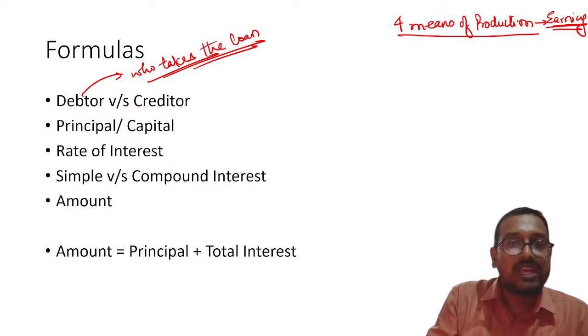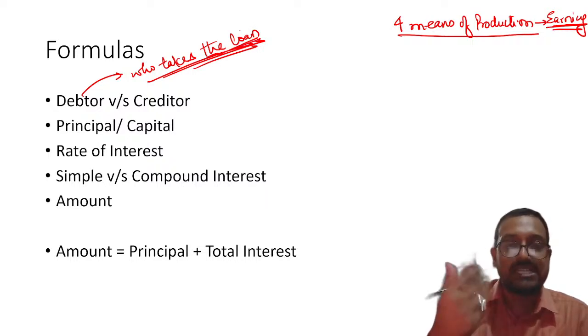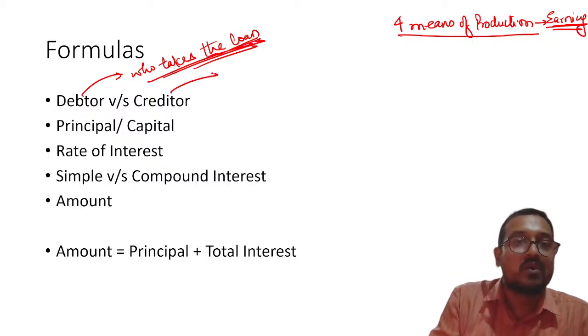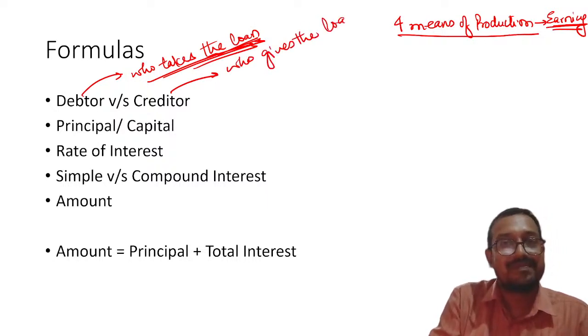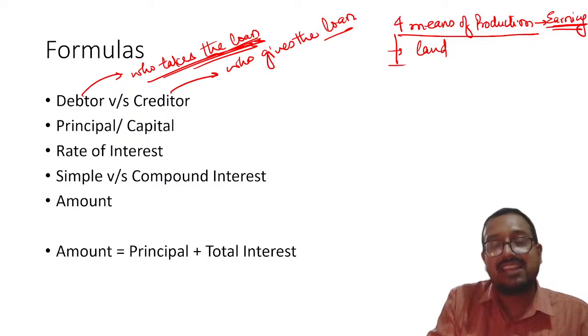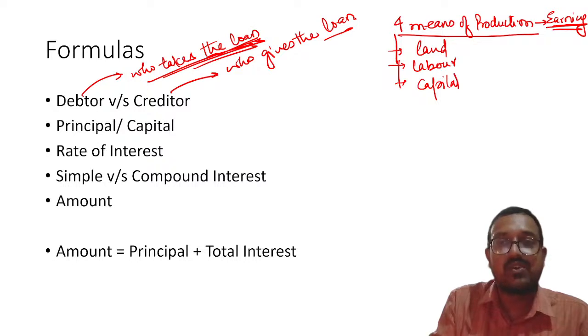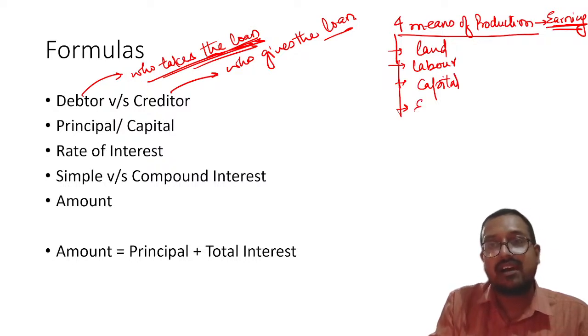Okay, debtor, who takes the loan? Please remember, he has to pay back the loan. Who is creditor? Who gives the loan? Yes, Karthikeyan, thank you for that. Yes, you are very correct. Land, then there is labor, then there is capital. Very good, and the last one you have written is very correct again, entrepreneurship.